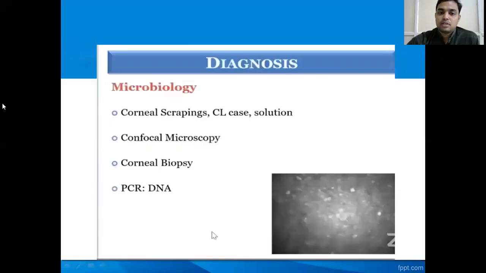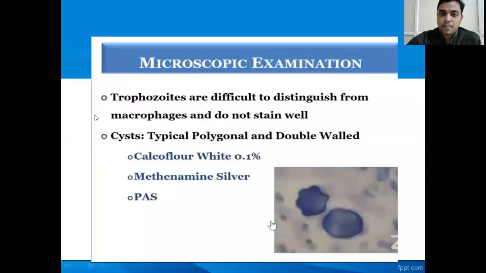So coming to the diagnosis, like any corneal ulcer, we have to do the corneal scraping, take the specimen and send it for smear and culture and sensitivity. And we can observe the trophozoite and cystic forms with the help of confocal microscopy. And we have to do corneal biopsy in recurrent cases. And the polymerase chain reaction test is a highly sensitive test we do in acanthamoeba keratitis. This is about the various investigations we do in acanthamoeba keratitis.